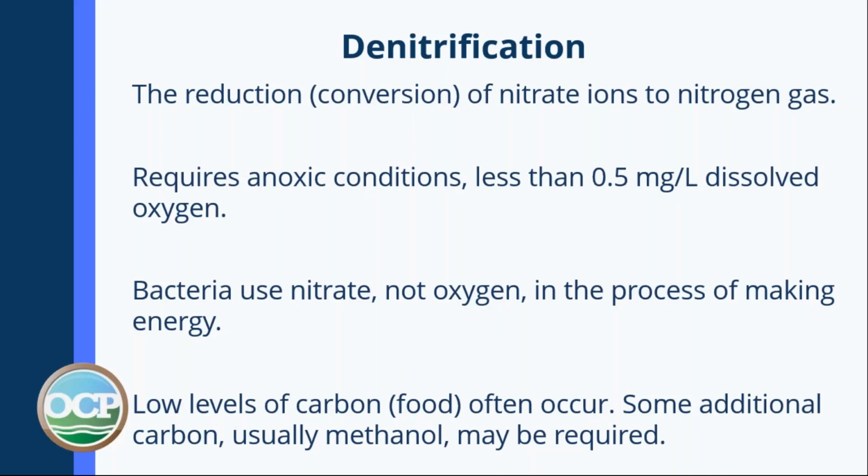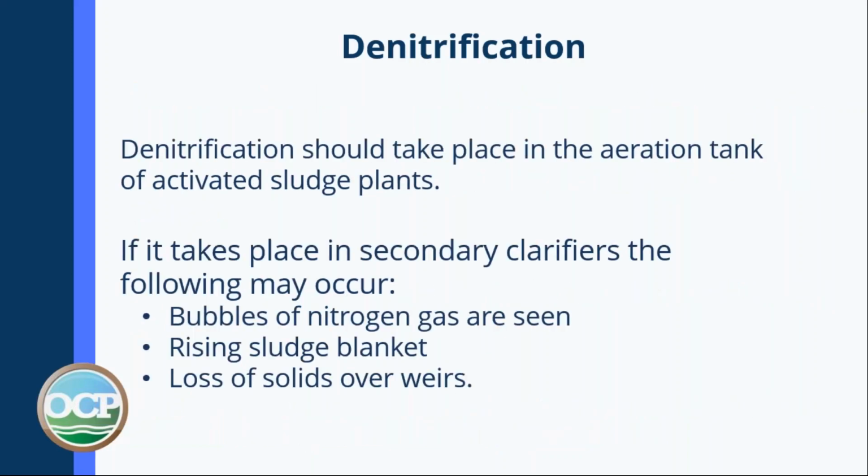Low levels of carbon, or food, often occur at this step, and sometimes you need to add carbon, usually in the form of methanol, to make sure you're getting proper denitrification. You don't add a lot. You want to make sure you keep your BOD in control. Denitrification should take place in the aeration tank of activated sludge plants. It should take place at the end of your aeration tank.